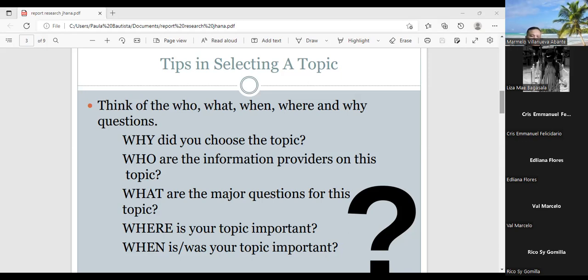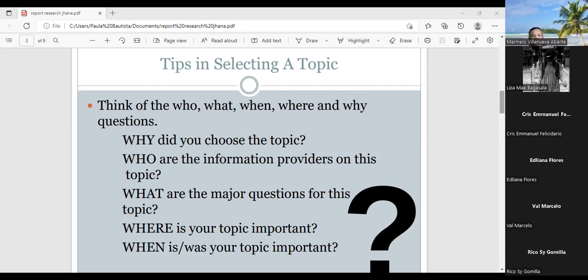Next is the what. What are the major questions for this topic? Is there a debate about the topic, or are there a range of issues and viewpoints to consider? Next is where. Where is your topic relevant? Local ba siya, national or international level? Are there specific places affected by the topic? So again, dun sa example ko, relevant siya to mga businesses din na same industry na nag-face din ng ganong challenges, or kahit other business, pero ganun din yung face na challenge.